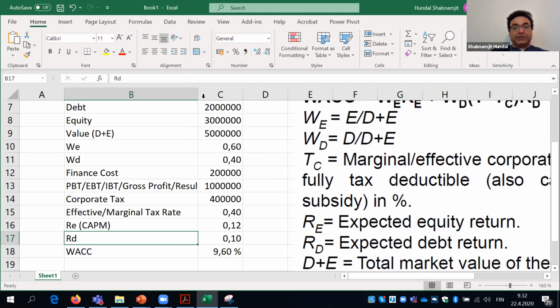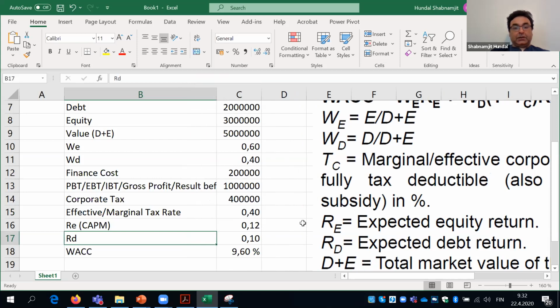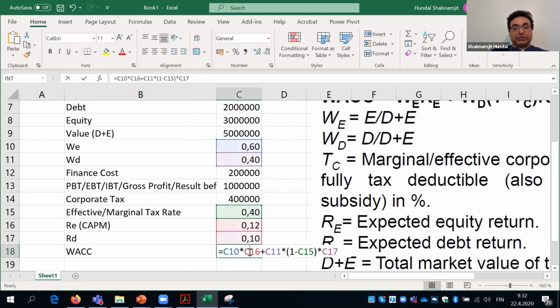And when you put all these threads together, then you can calculate the weighted average cost of capital. This is the formulation. You can see that here we multiply C10, which is the weight of equity, by C16, which is the cost of equity. And the cost of equity comes from the CAPM. CAPM gives you the estimate of the minimum cost of equity capital which you must give to your investors. And then comes C11, which is the weight of debt, which is 40%.